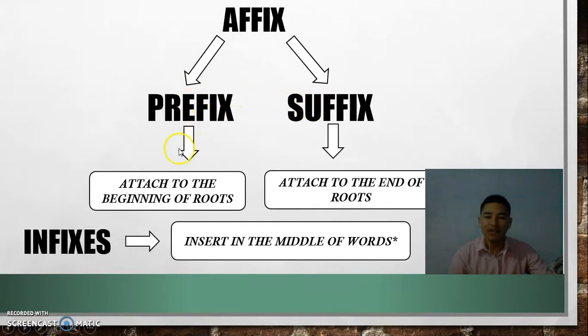So what is a prefix? A prefix is basically a word which is added or attached to the beginning of the root. When we talk about the root, we are talking about the base word. The suffix, on the other hand, is a word that is added at the end or is attached to the end of the root. Once again, when we talk about roots, we are mentioning the main word or the base word.